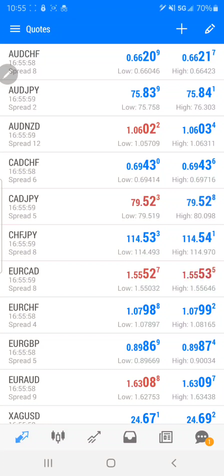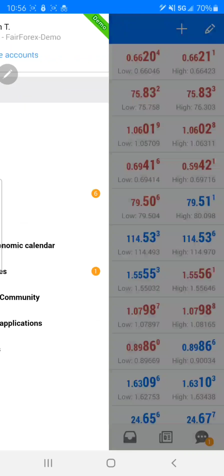Team, I am going to be making a video right now showing you how to put in a stop loss, take profit, buy, sell. I'm going to be showing you all of that in this video, and this is going to apply to MT4 and MT5. I'm going to be doing this from my demo account.